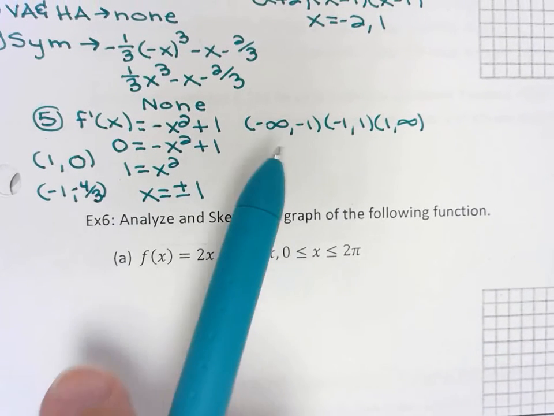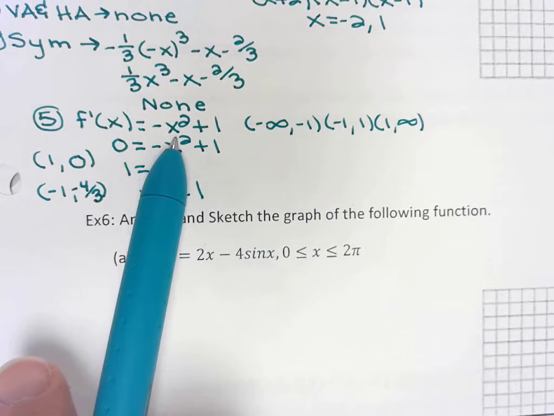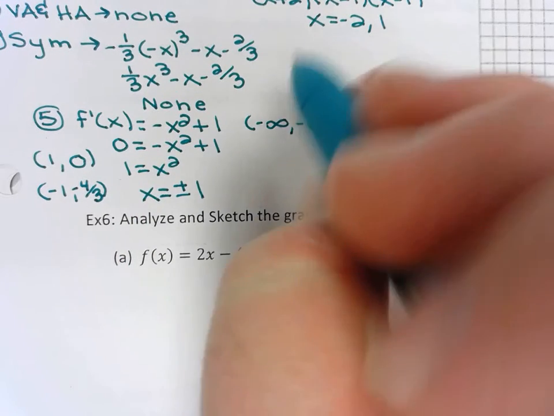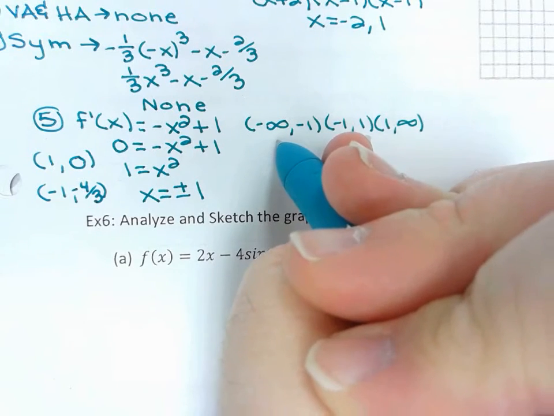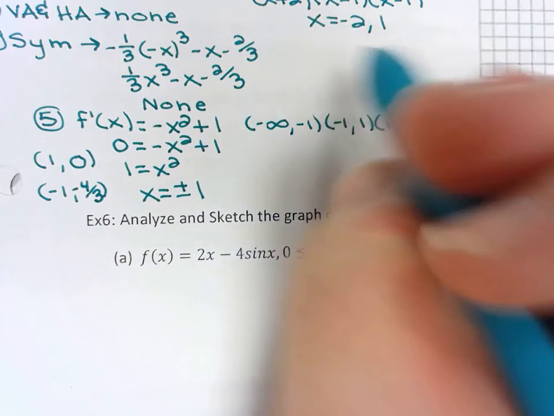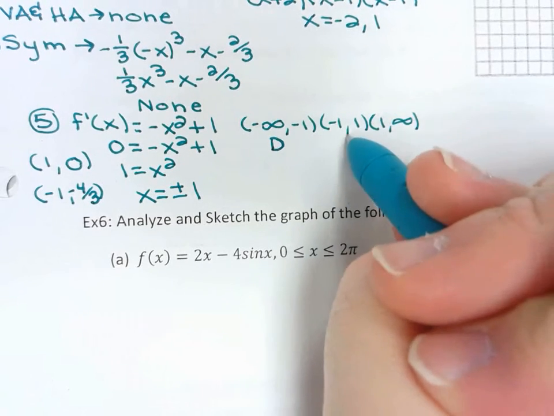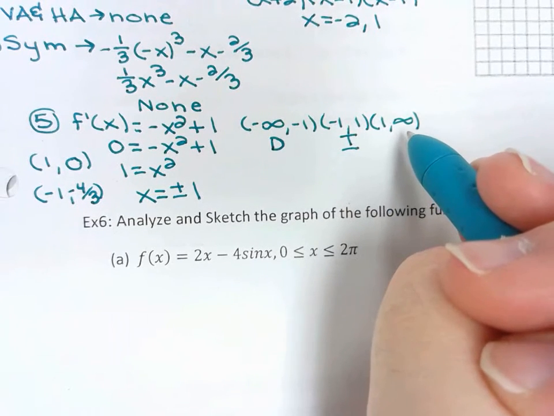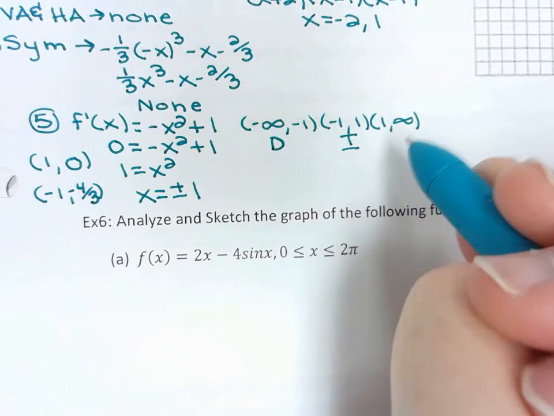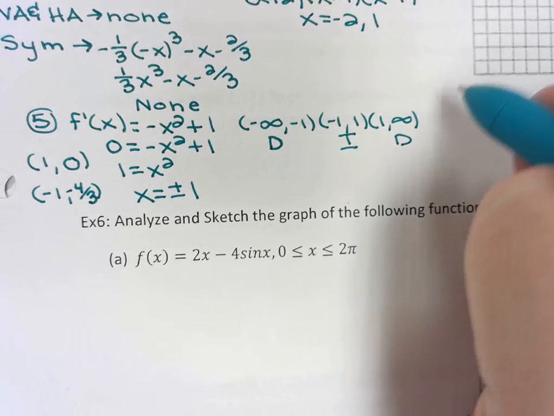Let's check. If I plug a -2 into the first derivative, I'm going to get back a positive or negative? -2 squared is 4, -4 plus 1. Negative, so it's decreasing. If I plug in a 0, I get back a positive. If I plug in a 2, I get back a negative. So decreasing, increasing, decreasing. Questions so far?